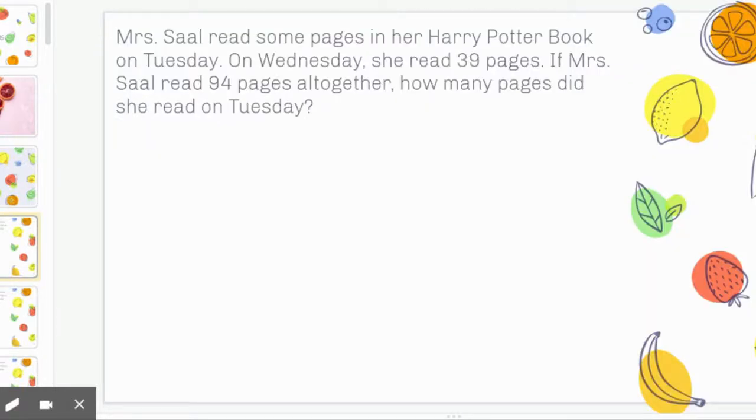Problem number one says, Mrs. Saul read some pages in her Harry Potter book on Tuesday. On Wednesday, she read 39 pages. If Mrs. Saul read 94 pages altogether, how many pages did she read on Tuesday?